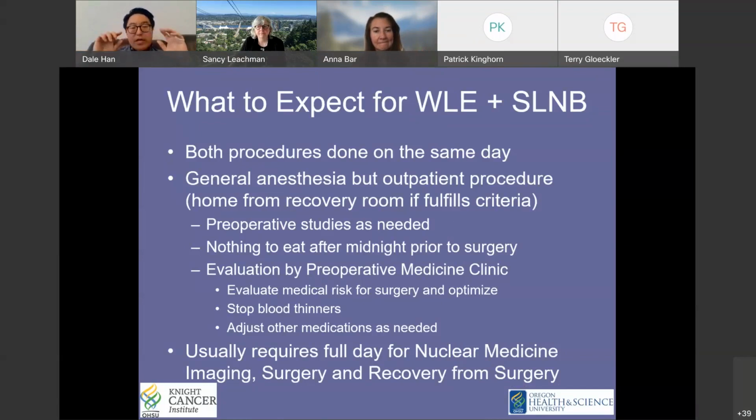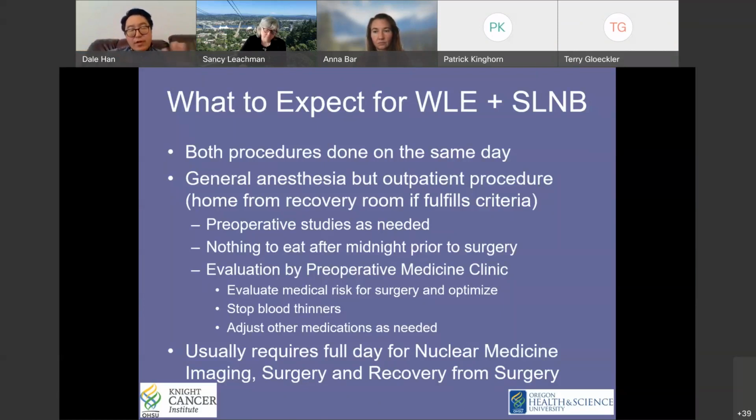Now, in order to get ready for the surgery, you need to get some preoperative studies because you will be under general anesthesia. Generally, you have nothing to eat after midnight. And you basically are evaluated by the medical folks to make sure that you're optimized and ready for surgery, have blood thinners stopped, and do other things to get ready. Now, the other thing to note is if you have the nuclear medicine injection done on the same day, this becomes a full day event because you go to nuclear medicine to get your injection, get your picture taken, then come to the pre-op holding area, and then you go to the operating room.